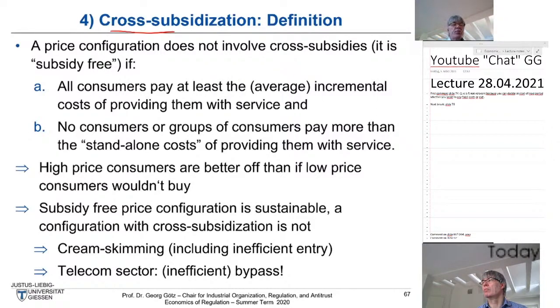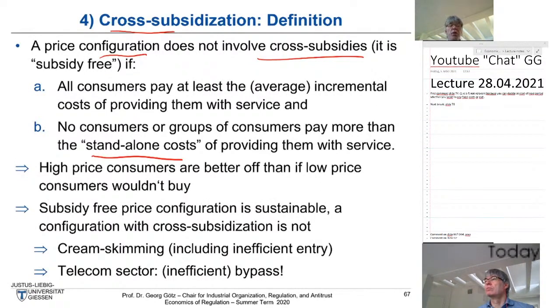And here's a definition of under what circumstance we consider a price configuration not involving cross subsidies. That is, it is subsidy free. And the condition here is that all consumers pay at least the incremental cost of providing them with the service. If there's one consumer, it's just incremental cost. If there are many, it's the average incremental cost. So they have to produce what really can be allocated to these specific products. And on the other hand, no one pays more than the standalone cost.